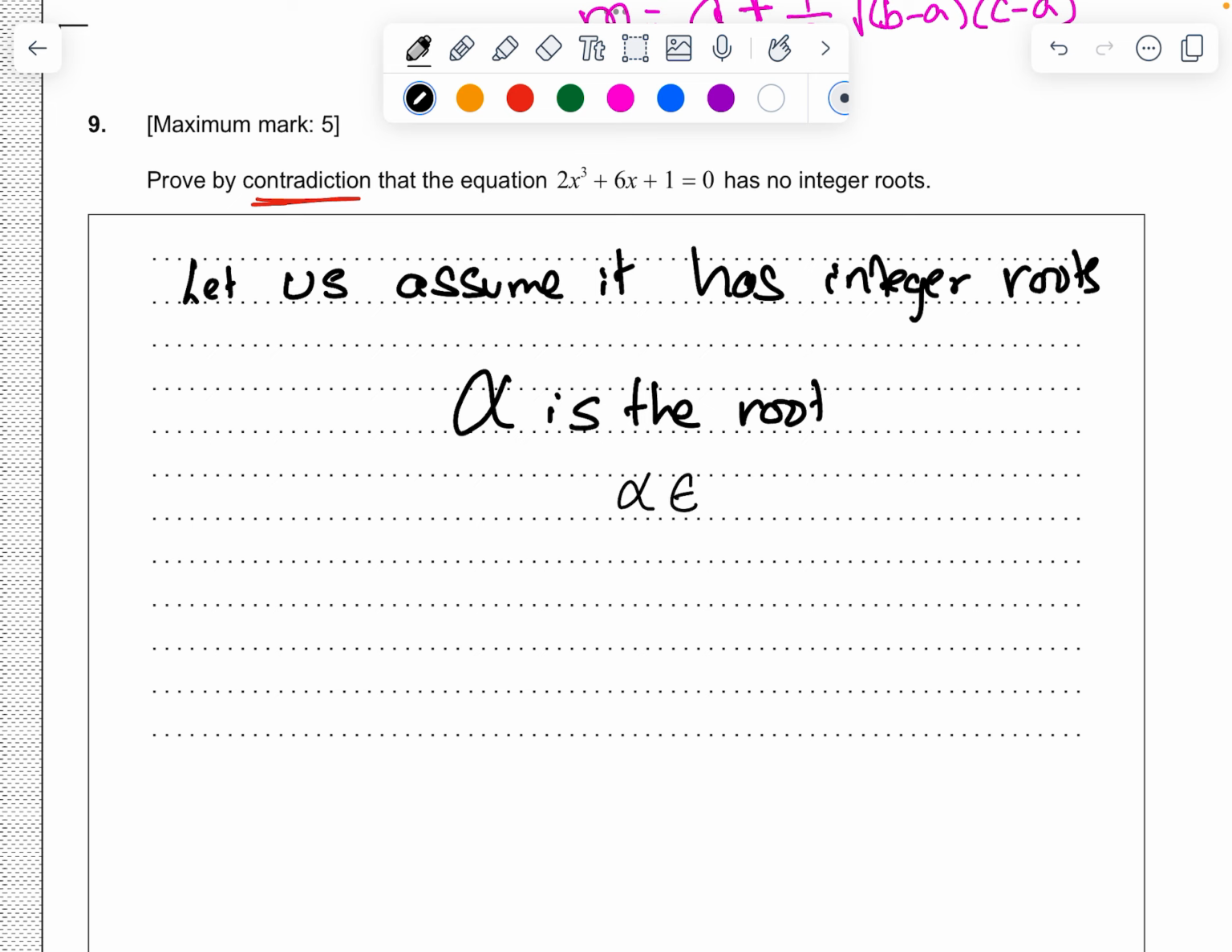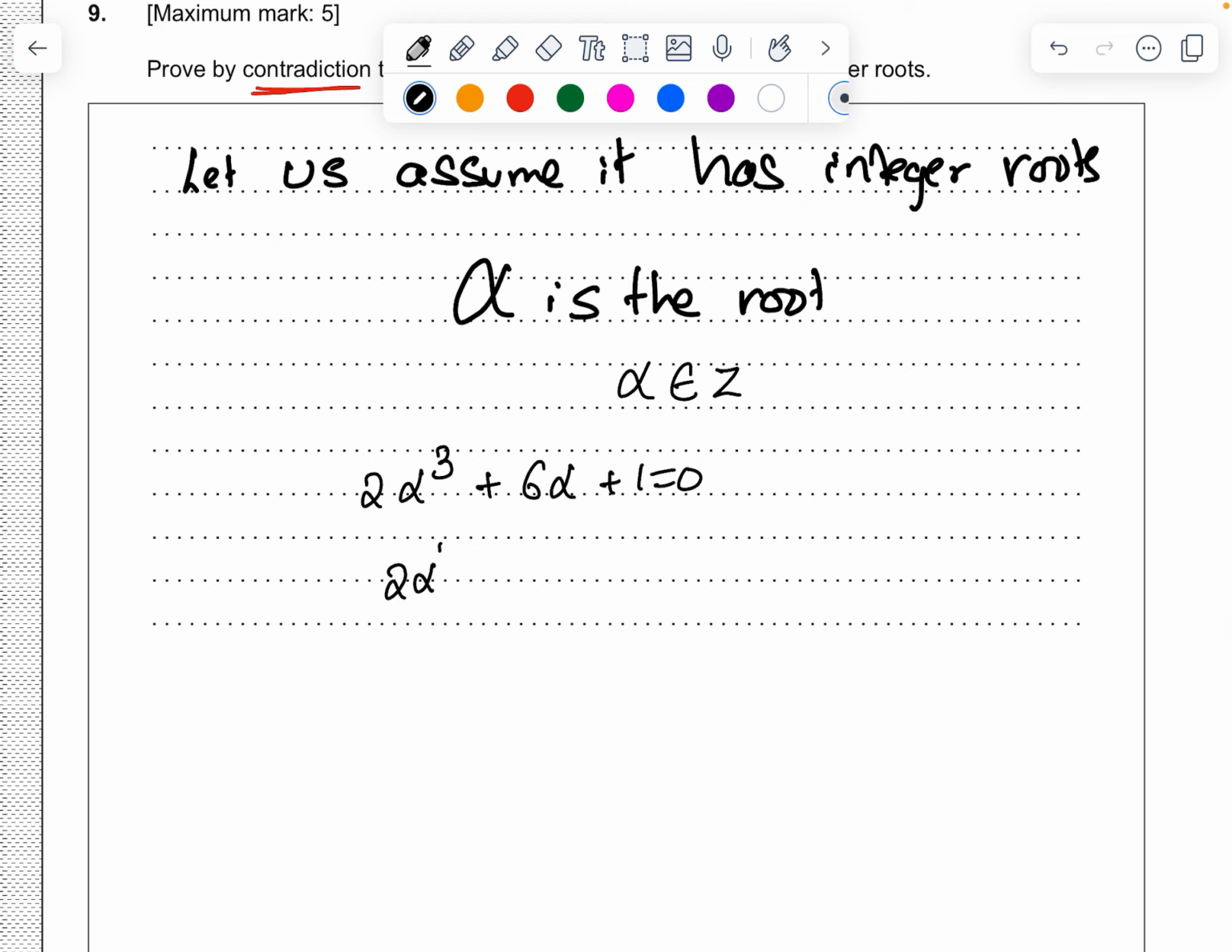alpha belongs to z. Now if alpha is the root, we can tell that 2 alpha cube plus 6 alpha plus 1 equals to 0. If at all we substitute the root, we are going to get it out 0. Then 2 alpha cube plus 6 alpha equals to negative 1. Now we know that 2 alpha cube is going to be an even number. 6 alpha is also going to be an even number. Even number plus even number is even number. Sum of two even numbers is even number.